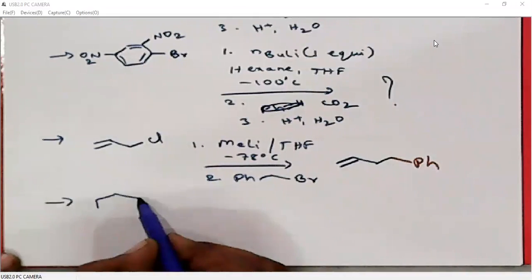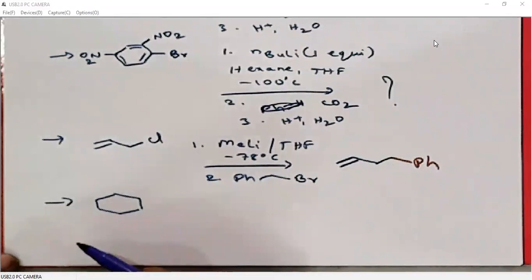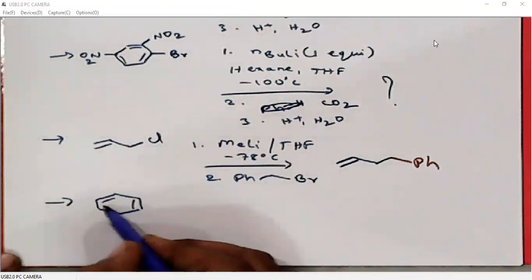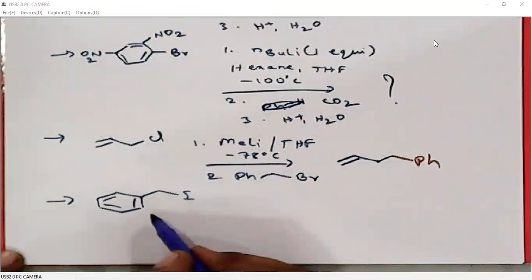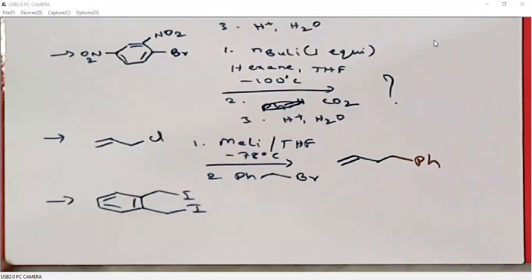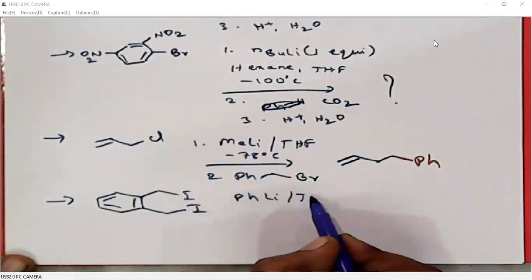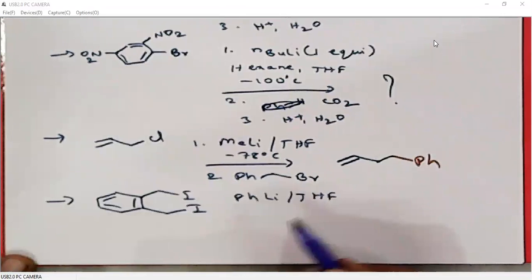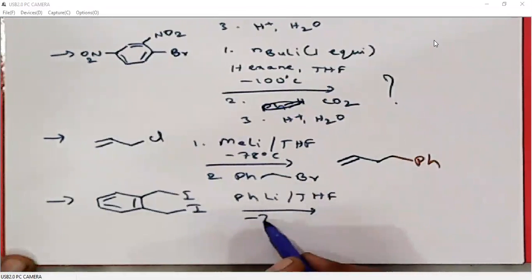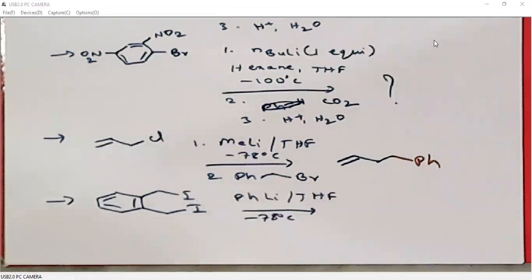In this example, we have two carbon halogen bonds. When we treat this with an alkyl lithium reagent, one of the halogen will undergo metal halogen exchange, then other will undergo nucleophilic substitution. So you write the product.